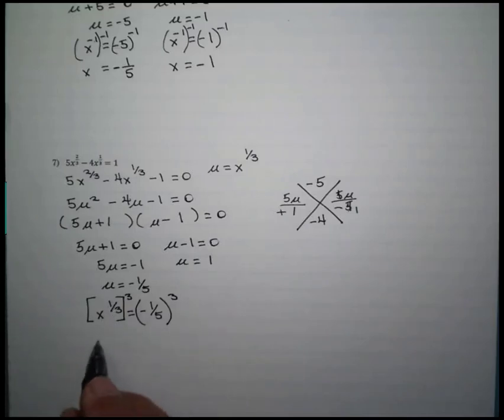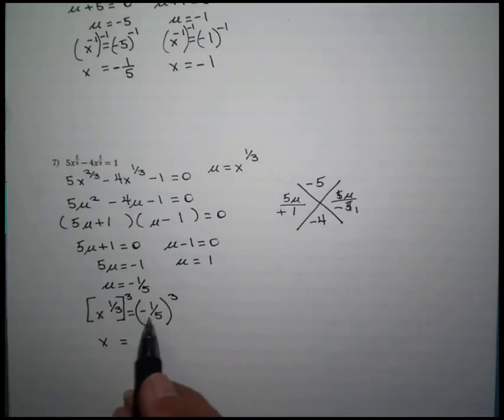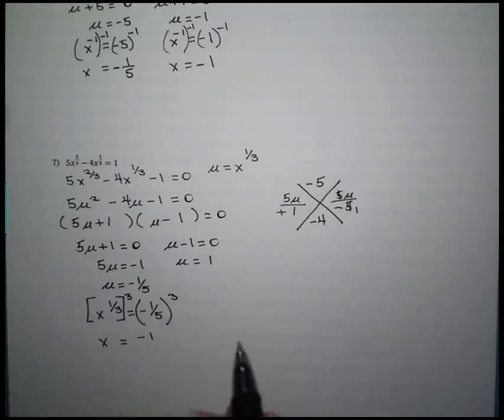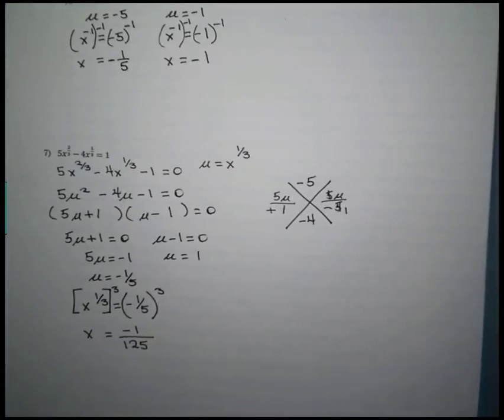And when I do that, I have x. And then I have a negative times a negative times a negative, don't I? So I've got negative times negative times negative, raised to the power of 3, which is going to be negative 1 times 1 times 1, right? And then I've got 5 times 5 times 5, which is going to be 125. So I have an x of negative 1 over 125.